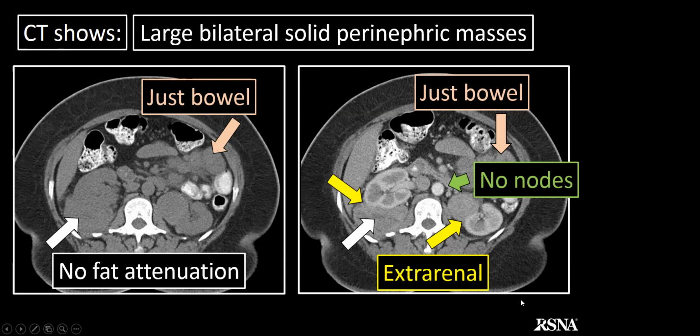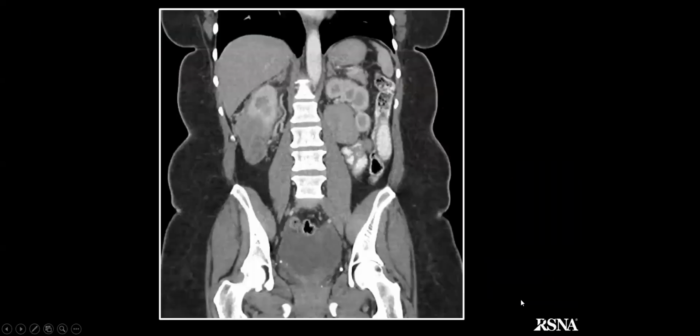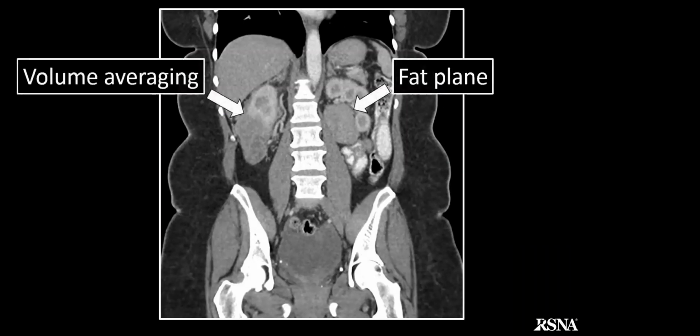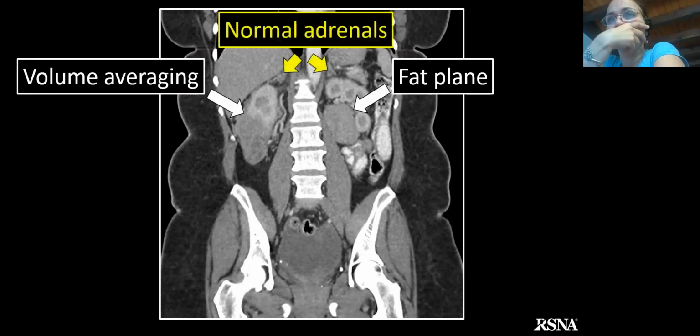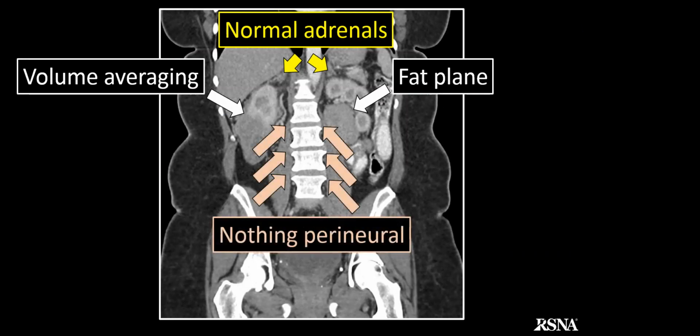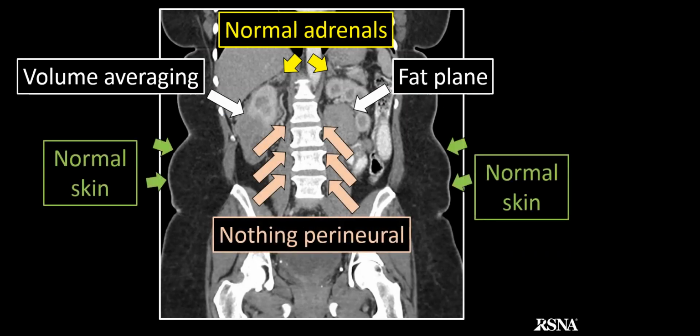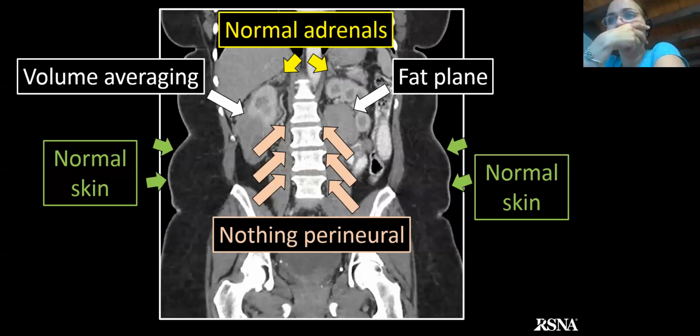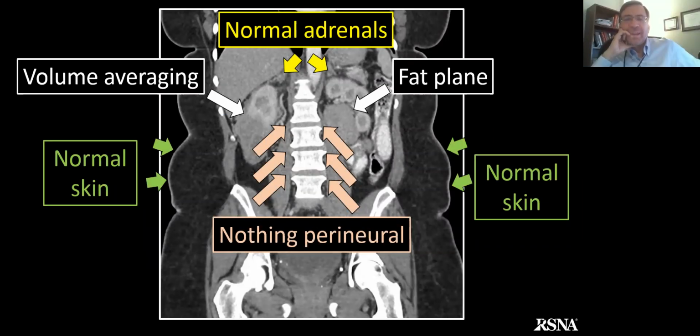And then they also gave me a coronal picture of the same deal. And there's a fat plane here, and this was just volume averaging, I think. And then normal adrenal glands. And then I didn't see anything coming out of the nerve roots. And then the skin looked normal to me. Sounds like you're working up a phakomatosis with some of your pertinent negatives.